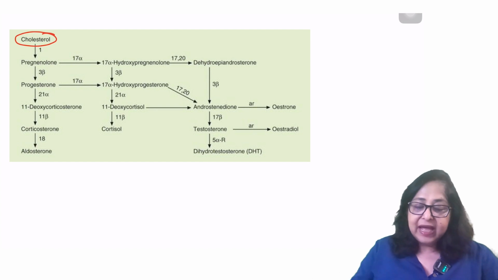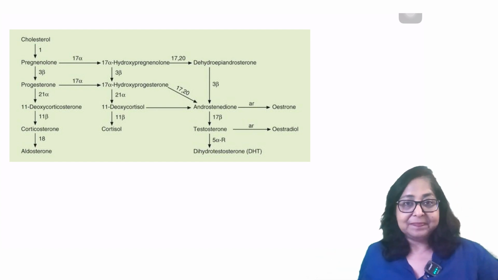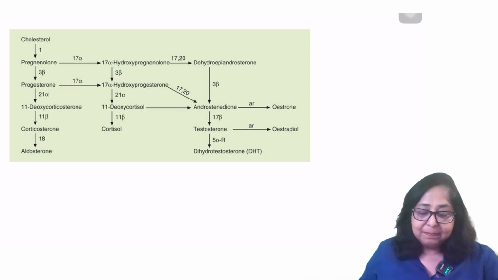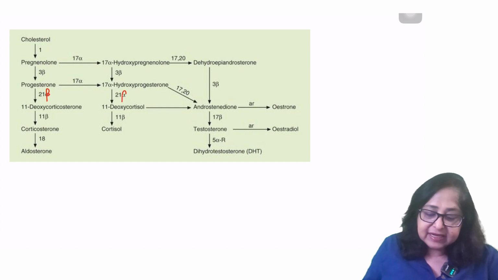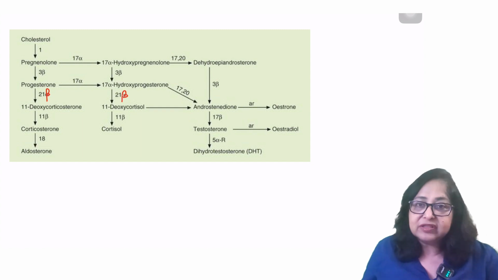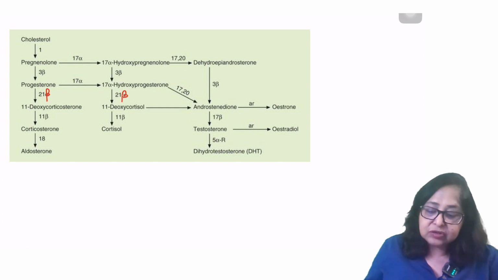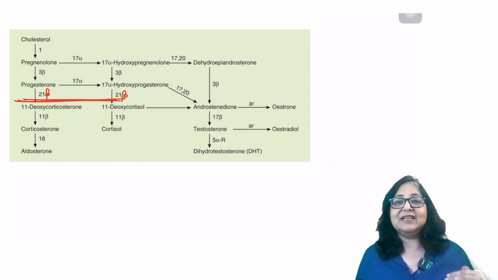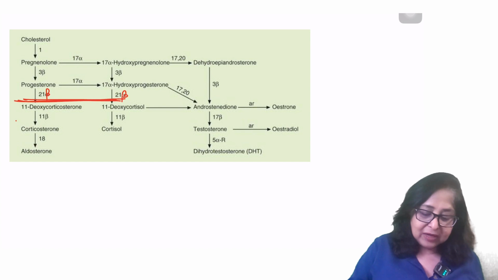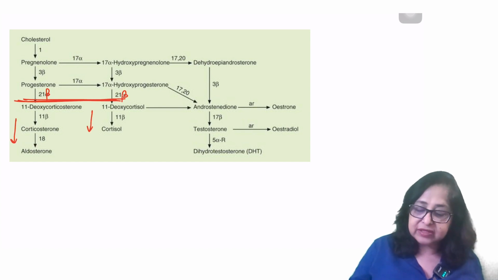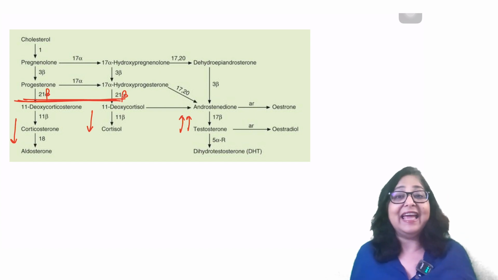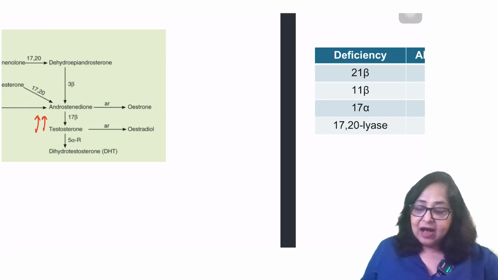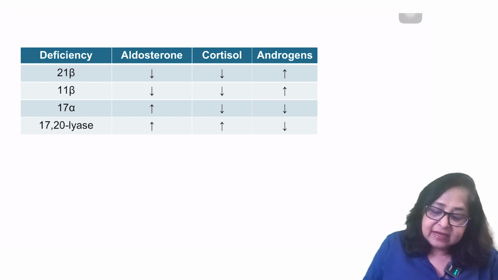Now, let us have a look at the enzyme deficiencies. The first one is 21-beta hydroxylase. 21-beta hydroxylase is converting progesterone to 11-deoxycorticosterone and 17-alpha-hydroxyprogesterone to 11-deoxycortisol. So if there is a deficiency of 21-beta hydroxylase, this step is blocked, and the further steps obviously will not occur. So what will happen to aldosterone levels? Reduces. Cortisol reduces. Androgens will be in excess. These are 21-beta hydroxylase deficiency.